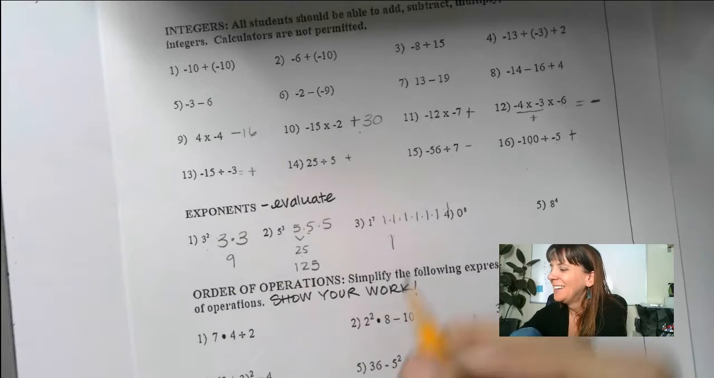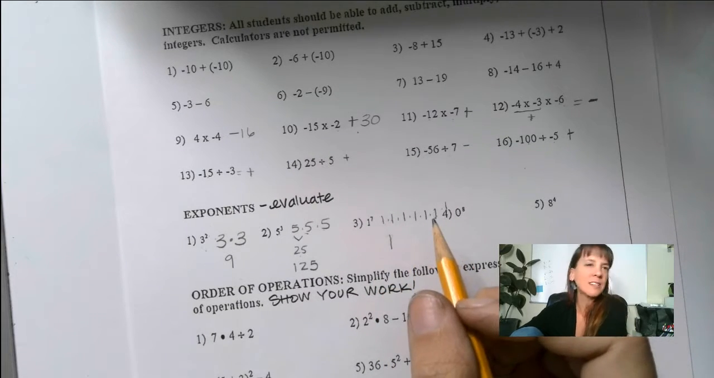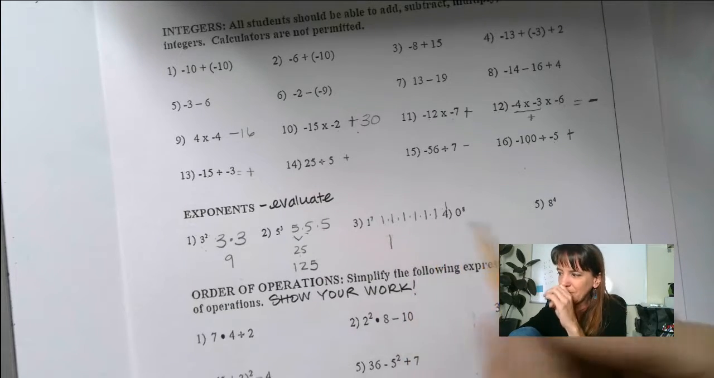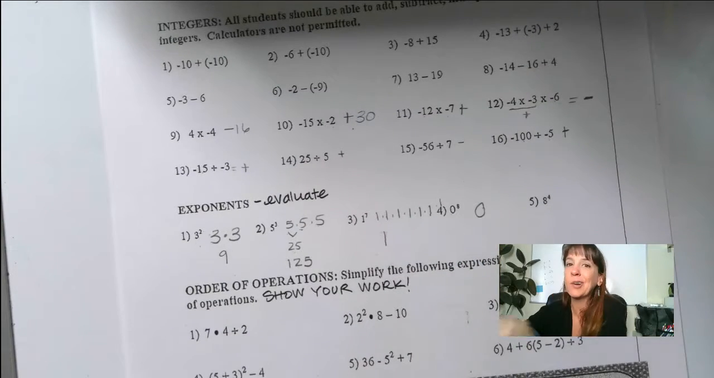I'm sorry. What I was going to say is 1 to the 27th power is also 1. 1 to any power is going to be 1. 0 to the 8th power is going to be 0 because it's 0 8 times. Anything times 0 is 0.